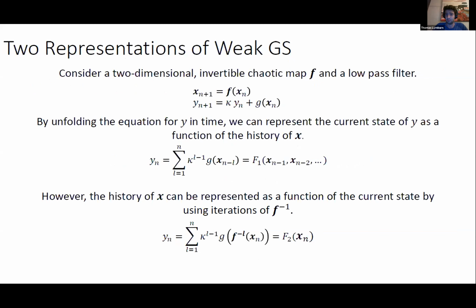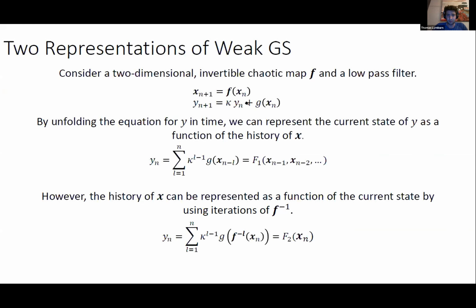So to get started, we'll consider a simple system which displays GS so that we can avoid working with proper coupled chaotic systems, because then things become very difficult. But we'll start off with this low pass filter where we have an invertible chaotic map driving a low pass filter. So kappa here is a filter constant, which somehow determines the time scale of the filter. G is an observation function, so you're observing your chaotic map.